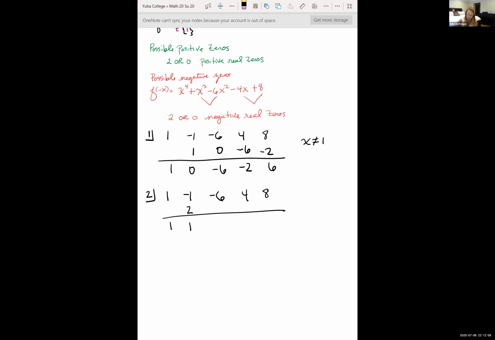2 times 1 is 2. So in that column, negative 6 plus 2 is 4. 2 times 4 is 8. Sum that column, 4 plus 8 is 12. 2 times 12 is 24. 8 plus 24 is 32. Okay, so x is not crossing the x-axis at 2, and it's not a zero of the polynomial, but this is an upper bound.